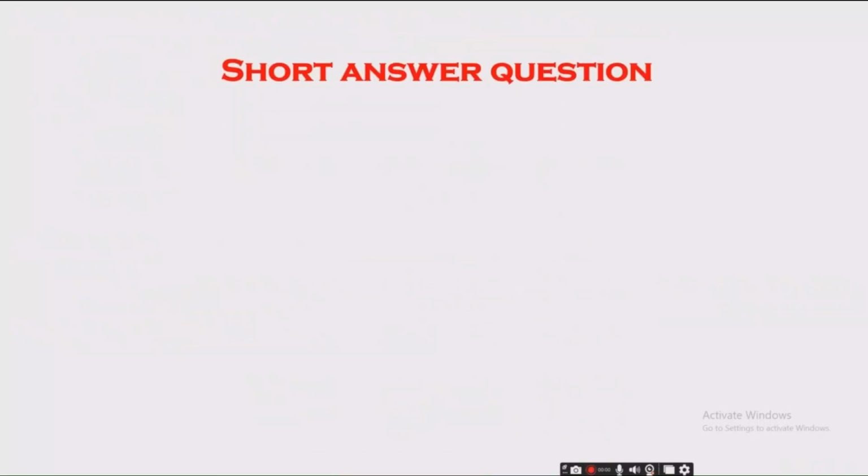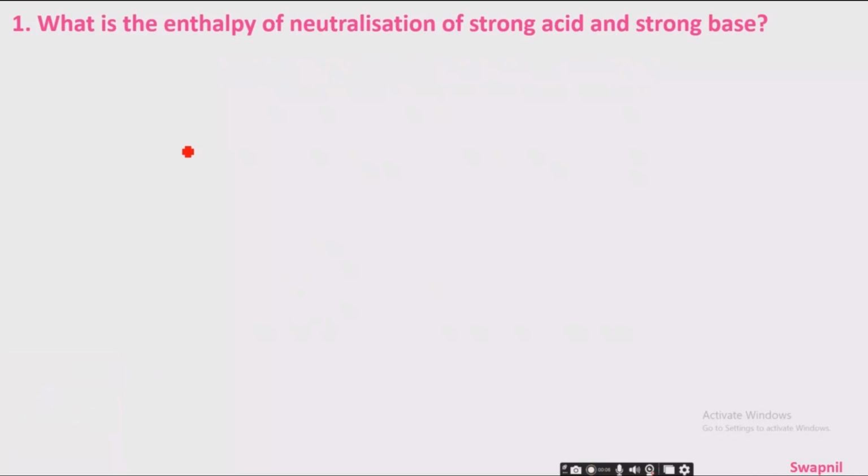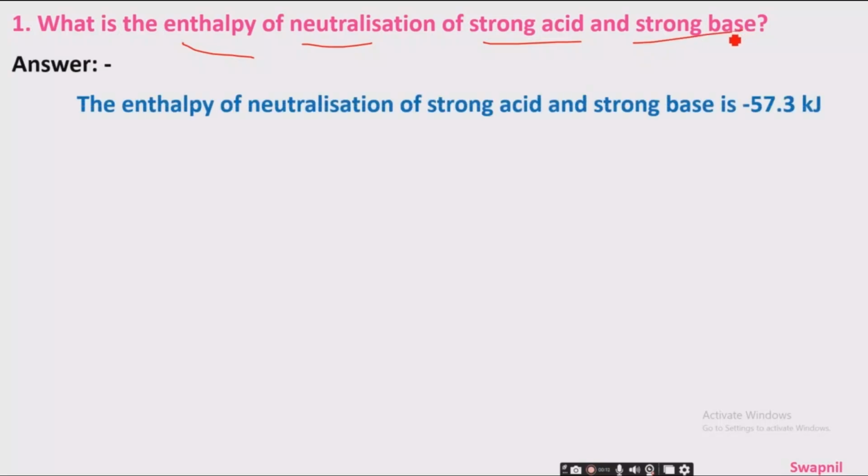Next, short answer questions. And here is the first question. What is the enthalpy of neutralization of strong acid and strong base? And the answer is, the enthalpy of neutralization of strong acid and strong base is minus 57.3 kilojoule.